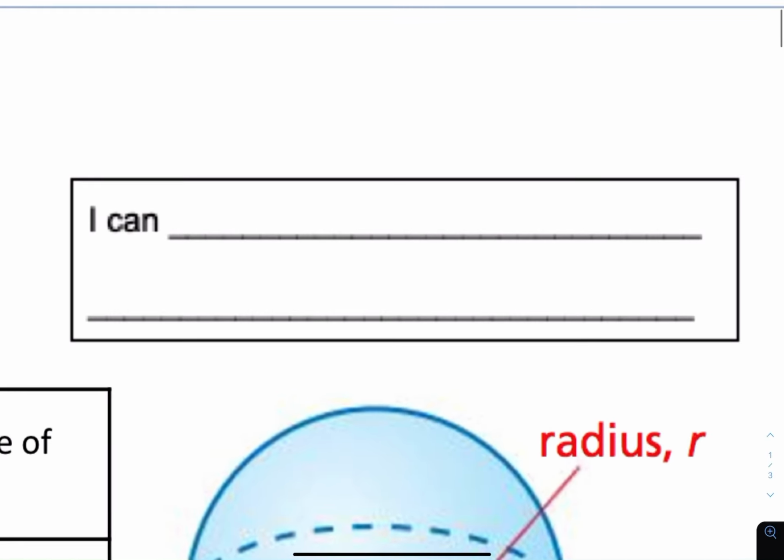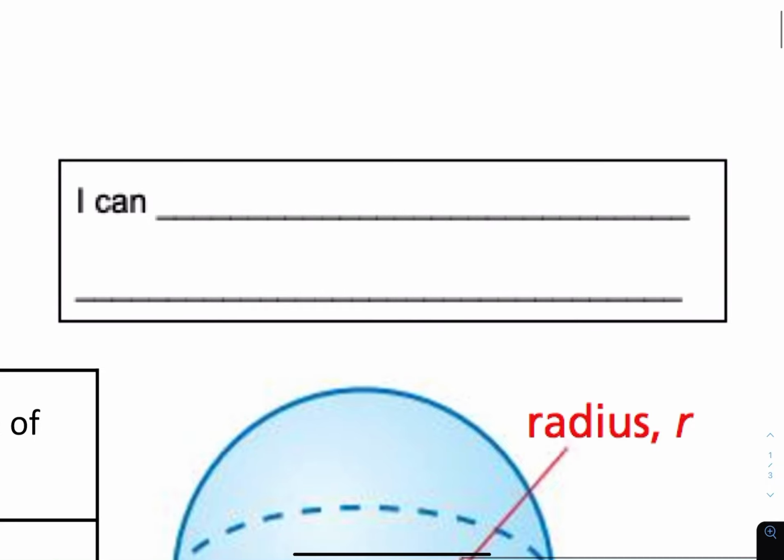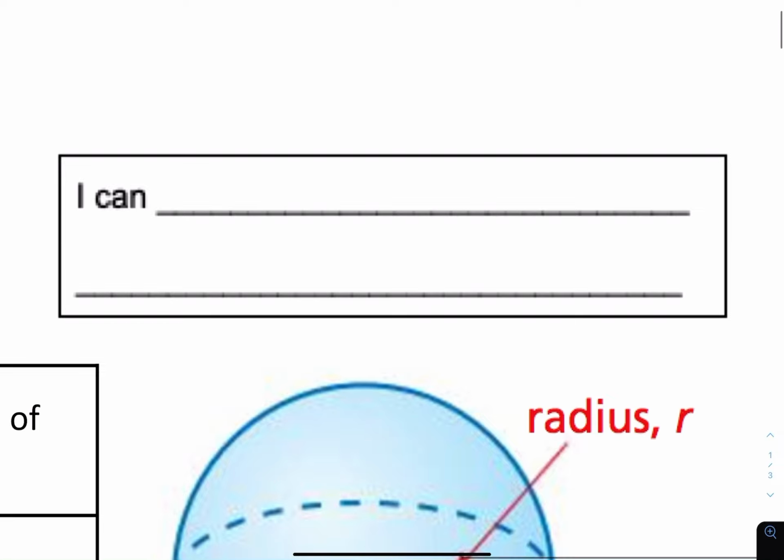Hi everyone. Sorry I was not able to make it there today, but we will go ahead and take notes on lesson 8.3. So today's objective is going to be finding volume of spheres.